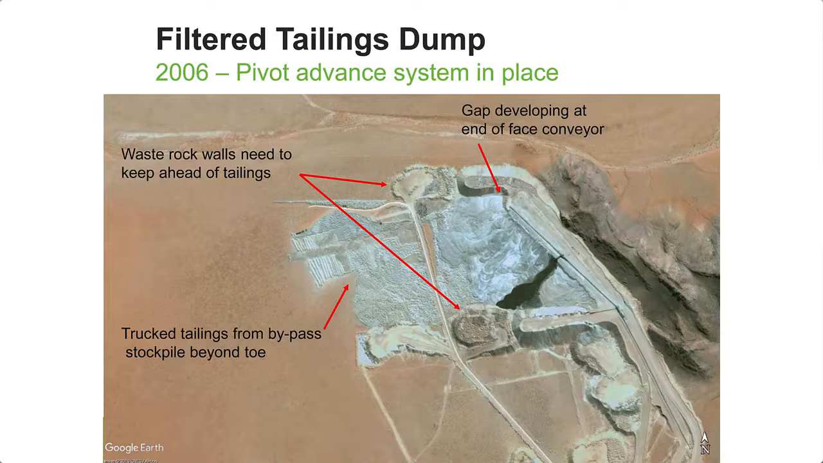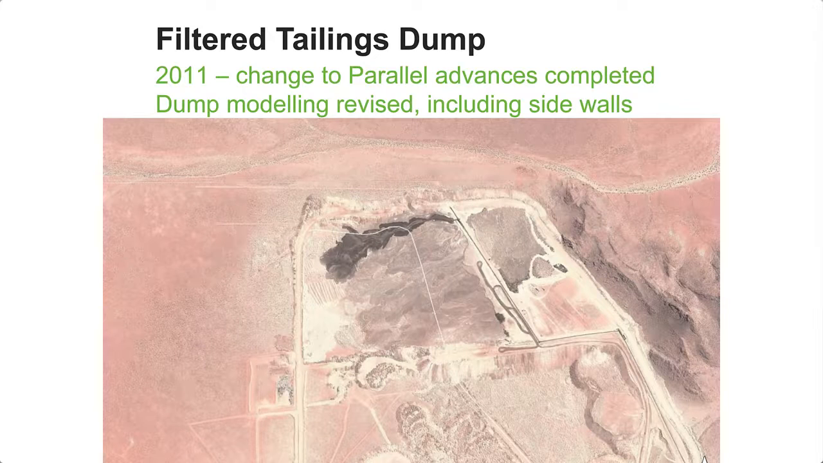And then you'll notice that this material stockpiled out in front of the toe of the dump had to be trucked there, and that was coming from the upset conditions at the plant. So initially there were some issues with the filtration system. In time they found it was necessary to change this to a face advanced system, and it wasn't difficult to change that, and that became a much more efficient way of advancing, and then you didn't have to put extended conveyors along the waste rock wall.